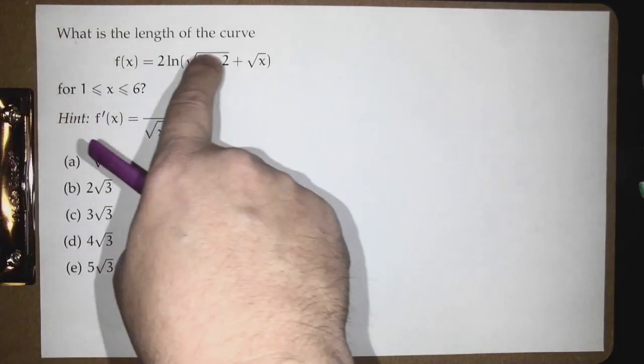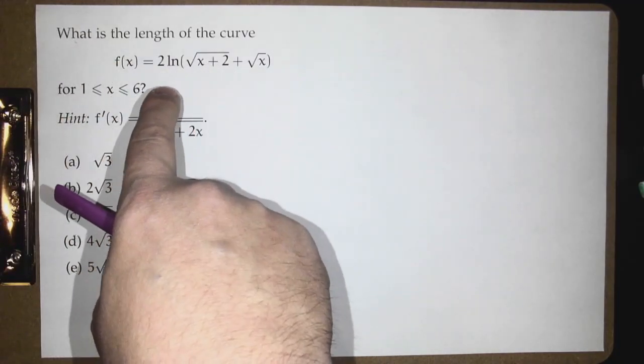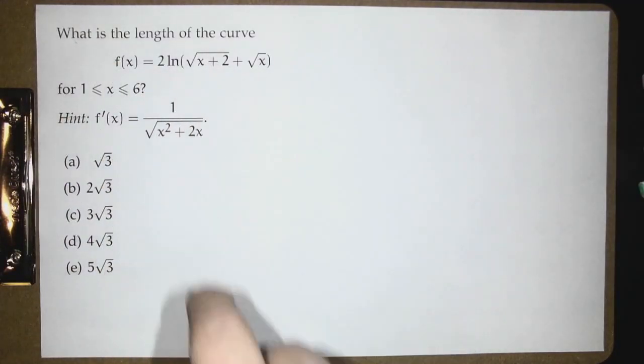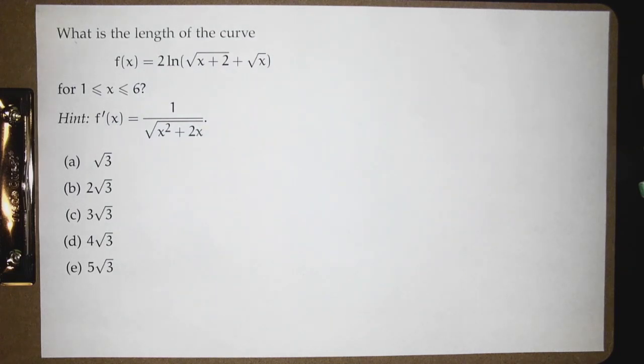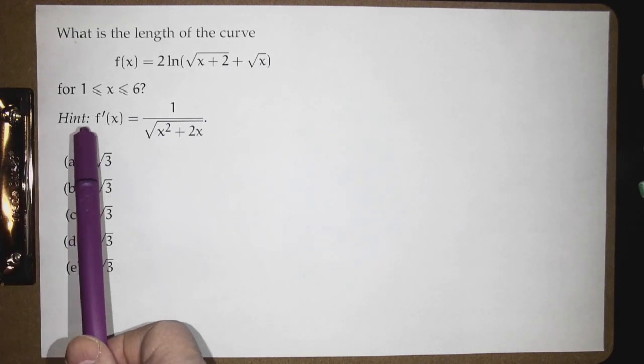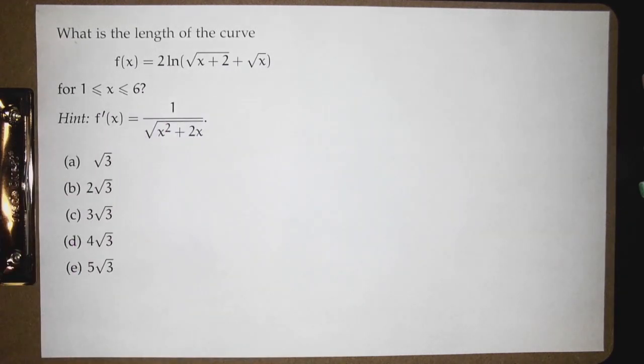What is the length of the curve? F of x equals 2 log root x plus 2 plus root x for x going from 1 to 6. Now, generally speaking, for length of curves, the formula involved is very messy. So very nice functions are ridiculously hard, and sometimes very messy functions, you got a chance, a real chance. And this is in that latter category. It looks terrible, but the derivative is very nice.